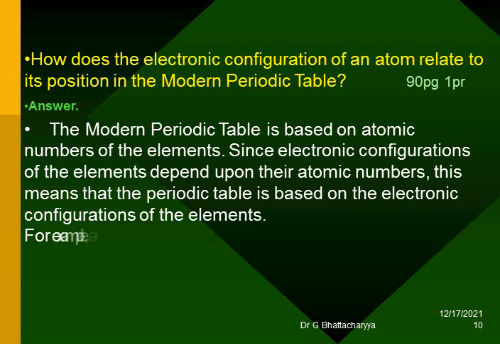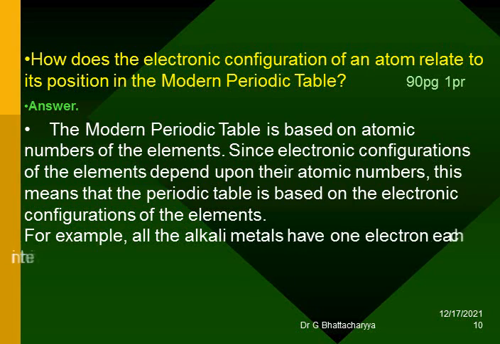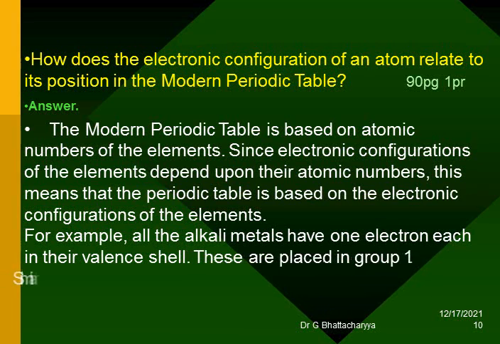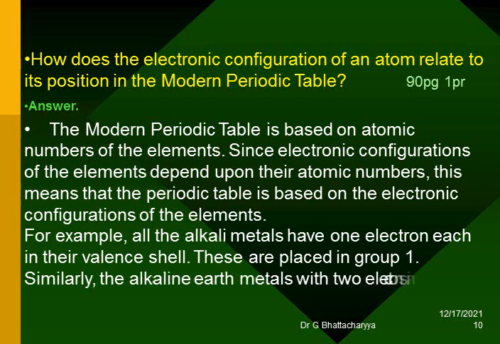For example, all the alkali metals have one electron each in their valence shell. These are placed in group 1. Similarly, the alkaline earth metals with 2 electrons in their valence shell are placed in group 2 and so on.